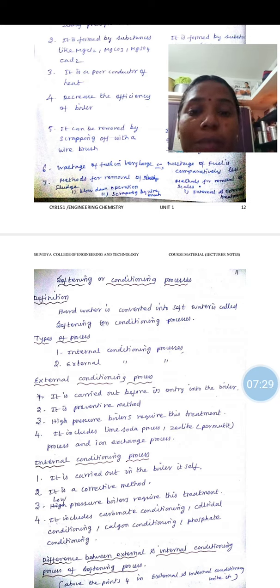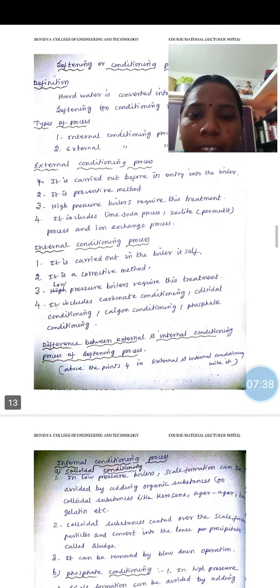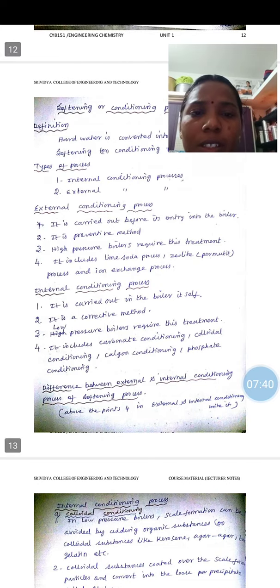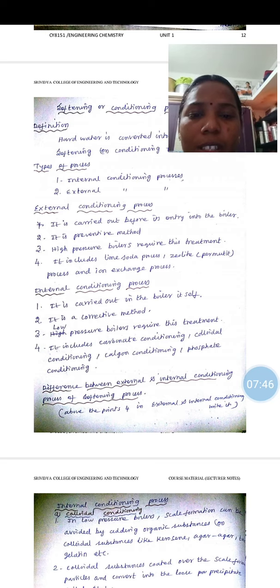There are two types of conditioning methods. The first one is the internal conditioning process. The second one is the external conditioning process. The external conditioning process is also divided into two types. The first one is the ion exchange method. The second one is the reverse osmosis method.